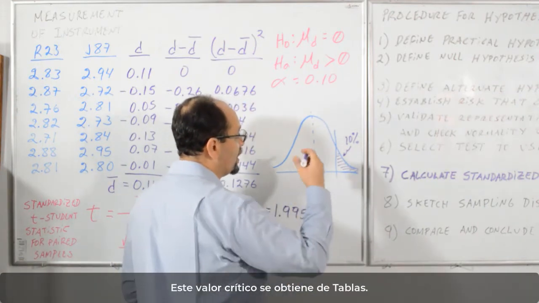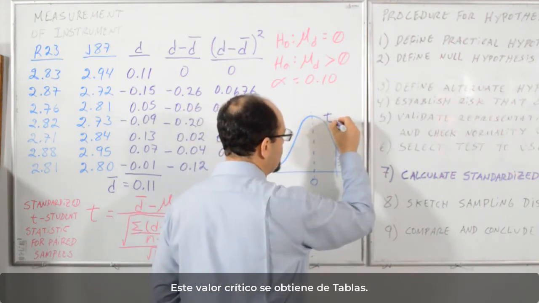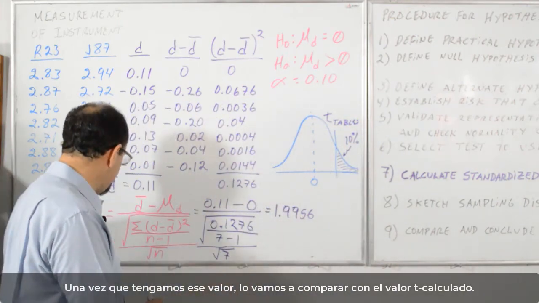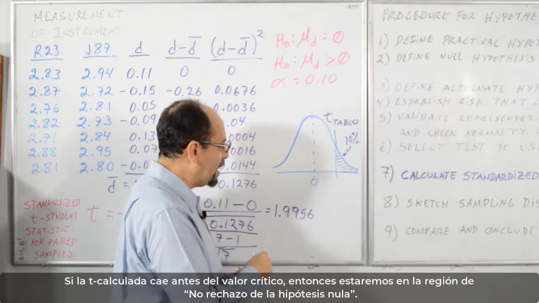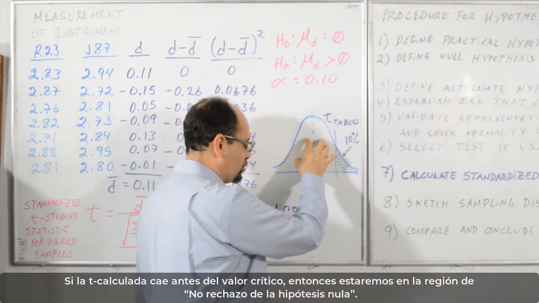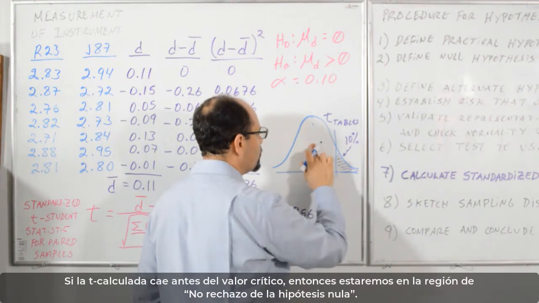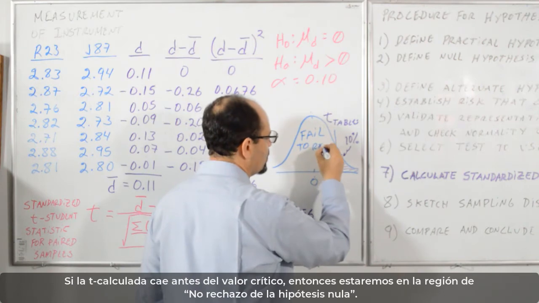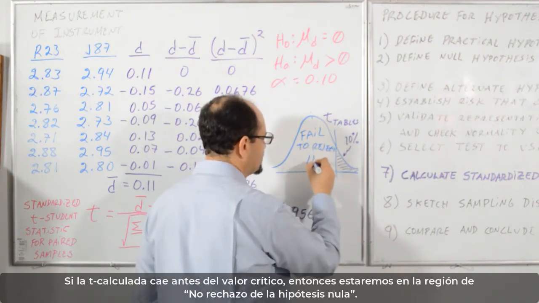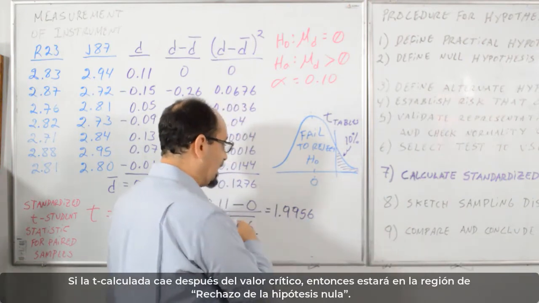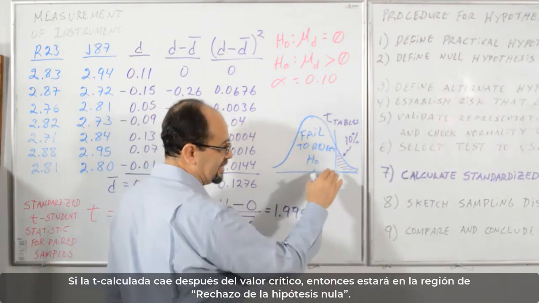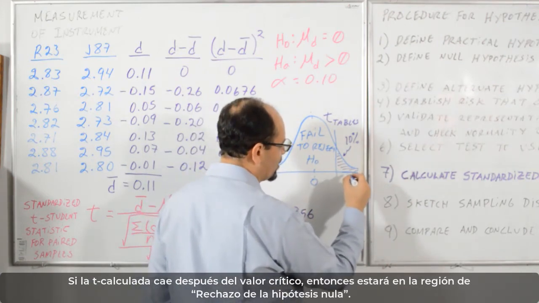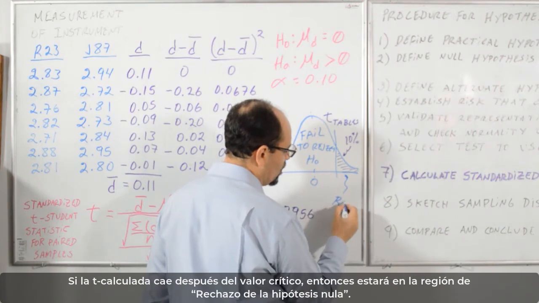The critical value is obtained from tables, T from tables. And then we are going to compare it with the T calculated. If the T calculated is in this region, that will be the region of fail to reject the null hypothesis. If T calculated falls inside this other region after the critical value, that region will be the region of reject null hypothesis.